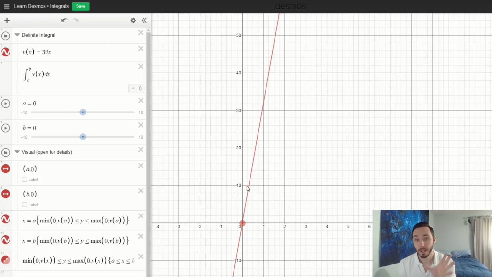So if we want to talk about the area underneath this line, it's not going to be quite as simple as that flat line. It's not going to be just an increase of 32 with each second. It's going to be a little different. So let's explore this a bit.